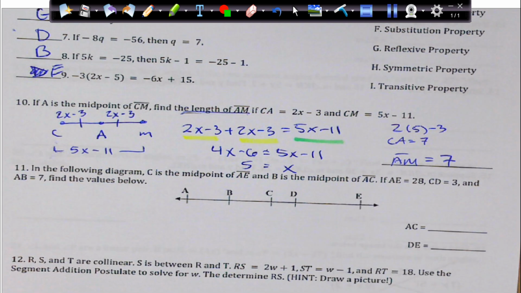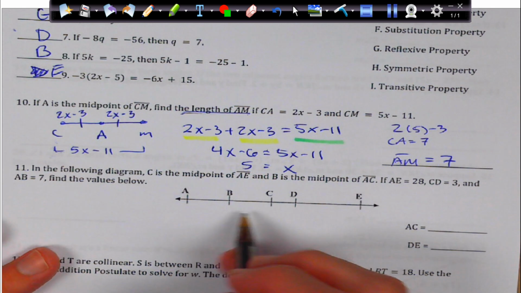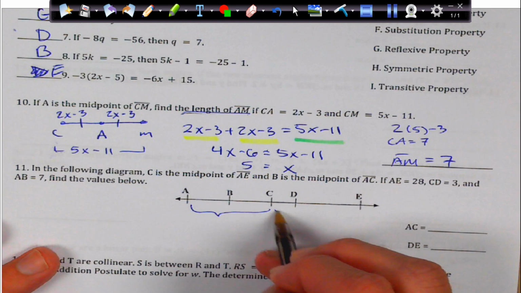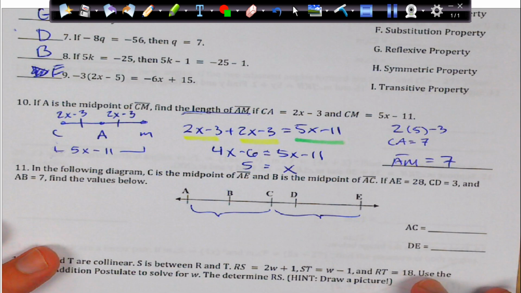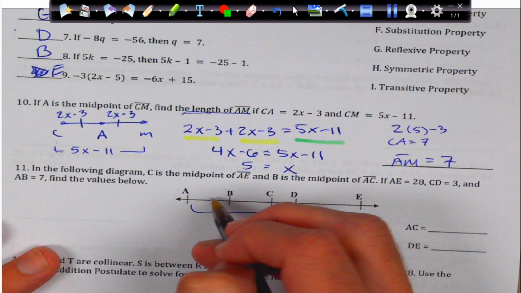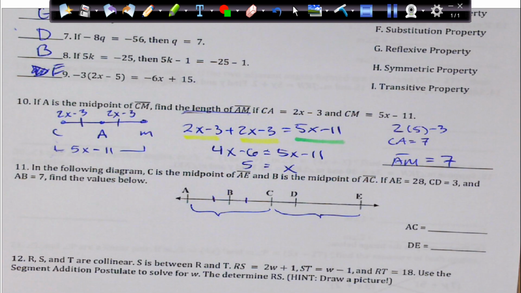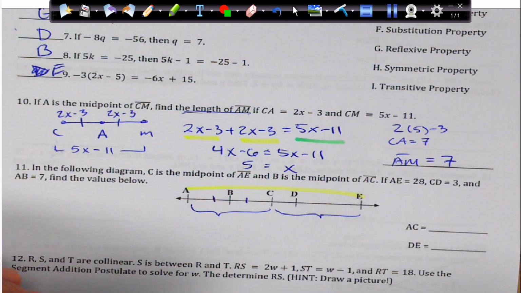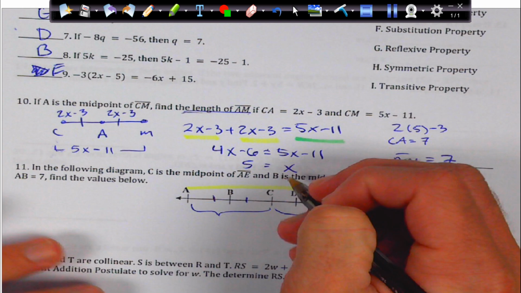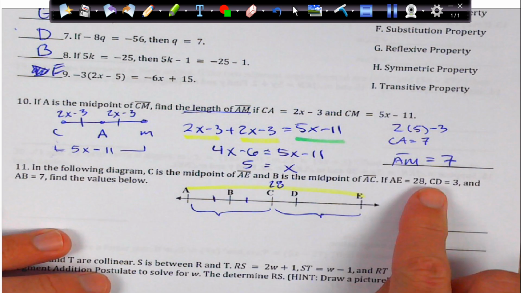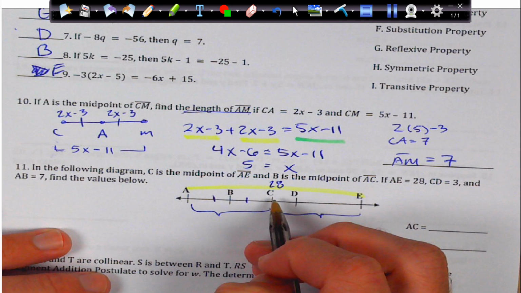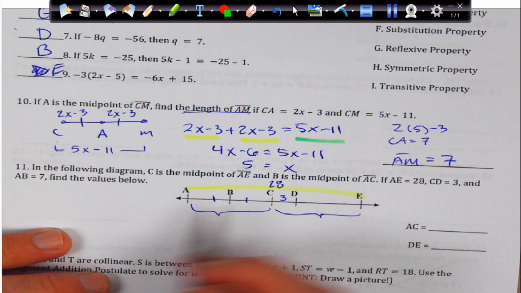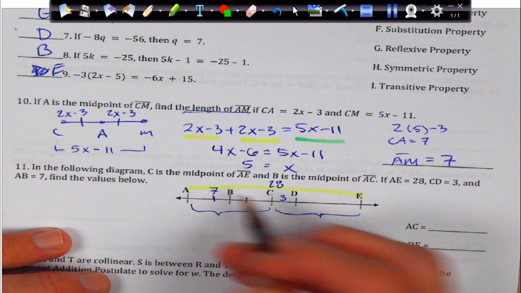Next, fill in the following diagram. C is the midpoint of AE, so that means these two segments are congruent. And B is the midpoint of AC. That means these two segments are congruent. AE, the whole thing, getting kind of confusing with all these colors, right? So AE, that whole thing, is 28. CD, this little guy right here, is 3. And AB is 7. Find all the values below.